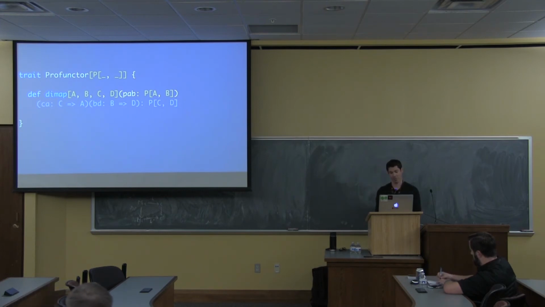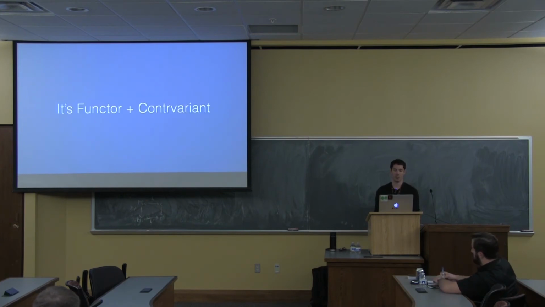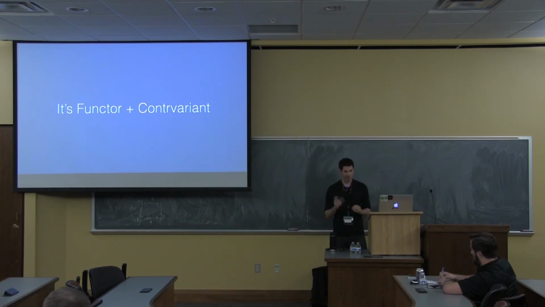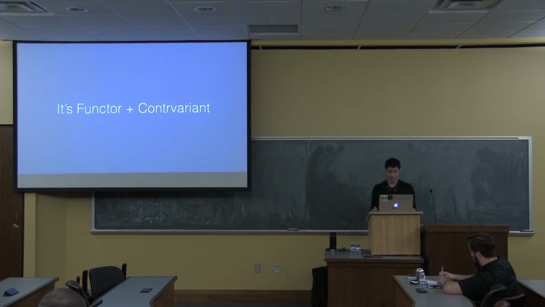It's going to have 4 type parameters. What's happening? We're passing in our P, which is an A B, and then we're taking our C to A function. So that's a C to an A, and then a B to a D, and we're getting a P, C to D. So it's mapping both directions. It's functor plus contravariant functor, right? So remember how we had an A, if it's output, we have to take an A to B, and if it's input, we need a C to A, right?